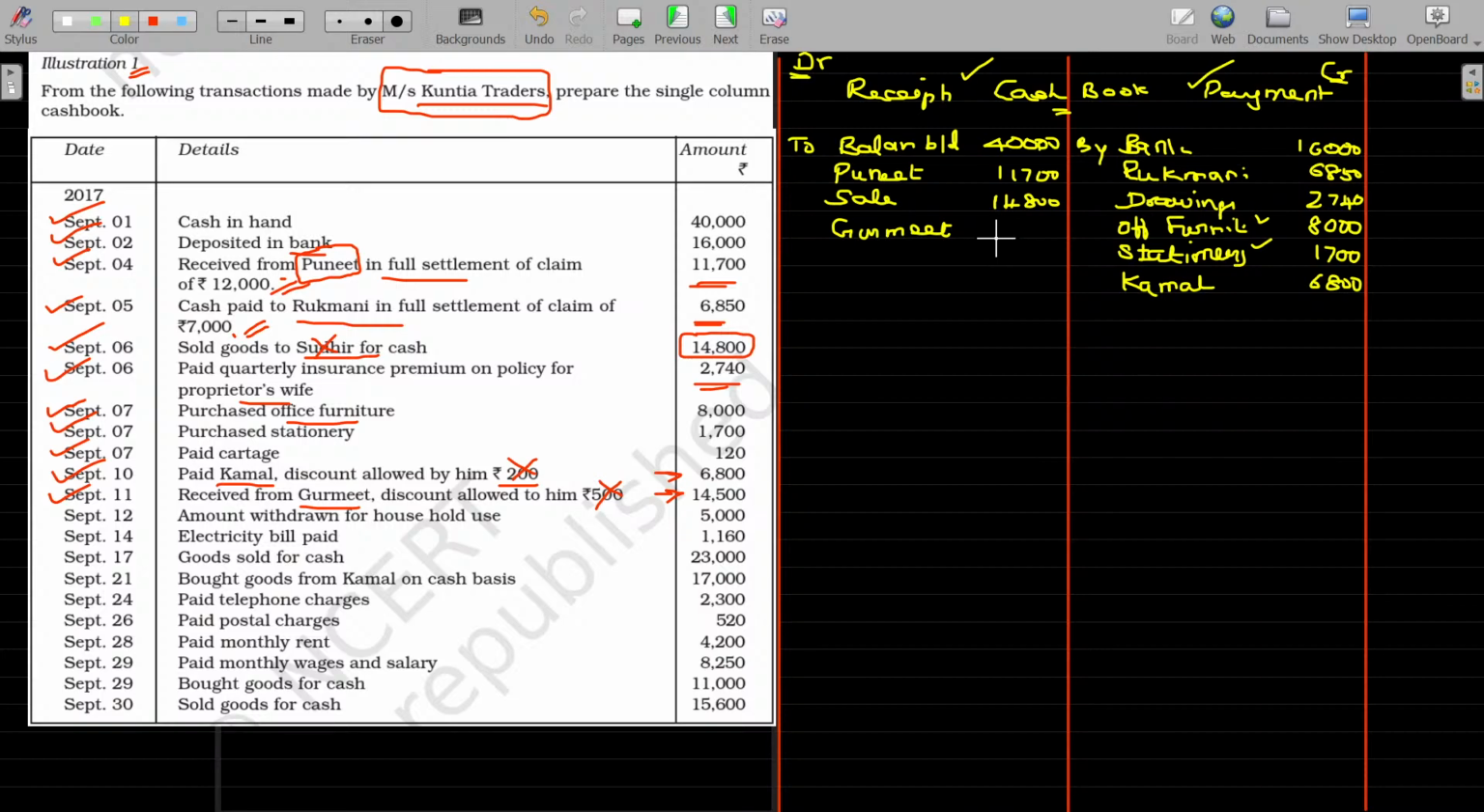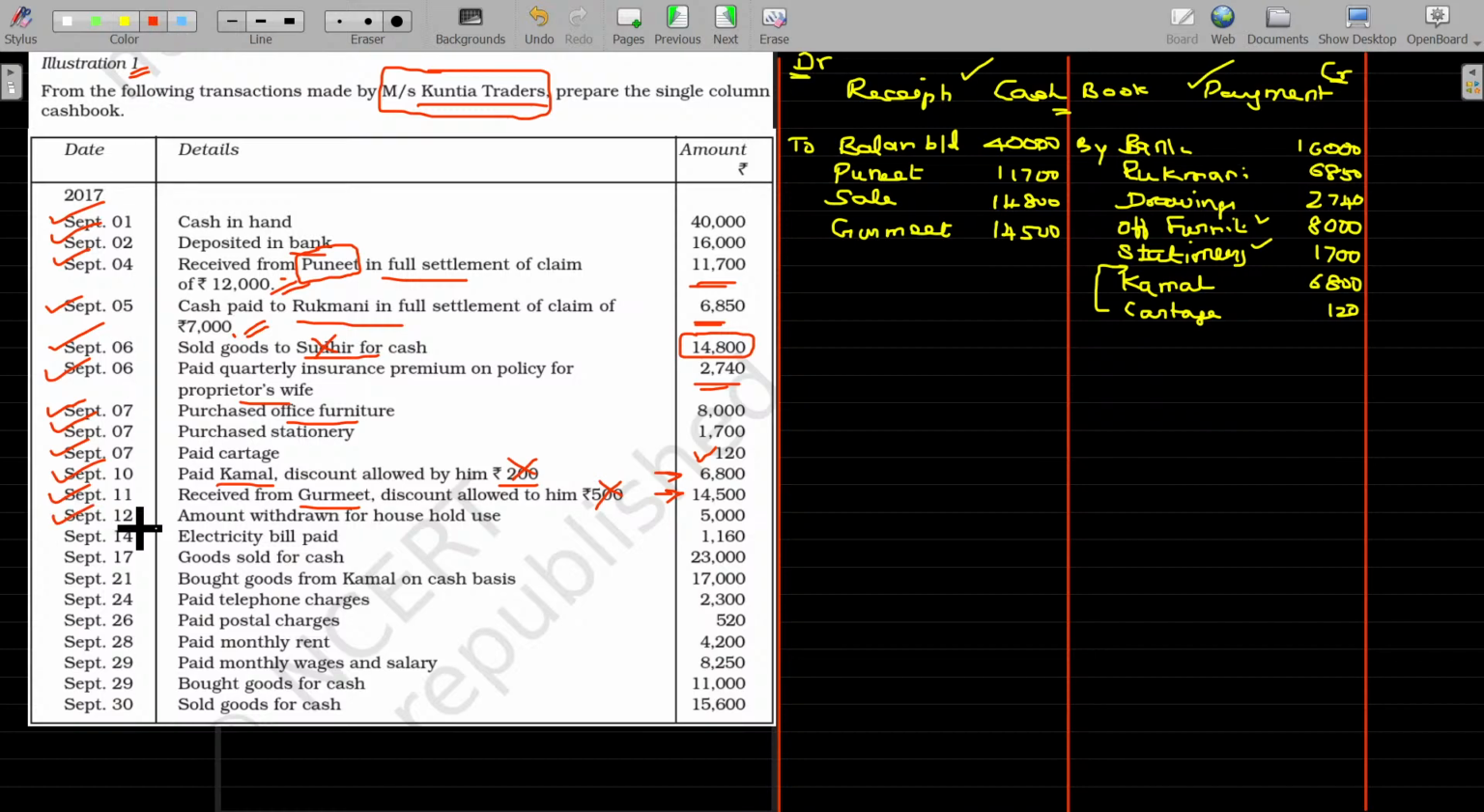Yeah, I missed the cottage. Okay, I will get back. This Gurmeet is 14,500. I have to post the cottage also, which is 120 in the payment side. So cottage. This value being 120. Preferably the cottage should be ahead of Kamal. As per the date-wise order, we have to record this.